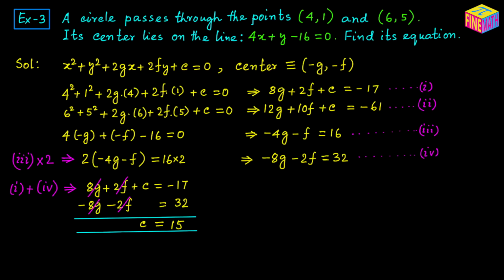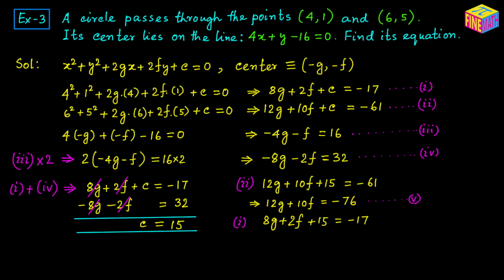So we have been able to find one of the 3 unknowns. We see that c is equal to positive 15. Let's try to find the value of g and f. In equation number 2, let's plug in the value of c. Then we get something like this: 12g plus 10f plus 15 is equal to negative 61. And from there we can say that 12g plus 10f is equal to negative 76. And let's call it equation number 5.